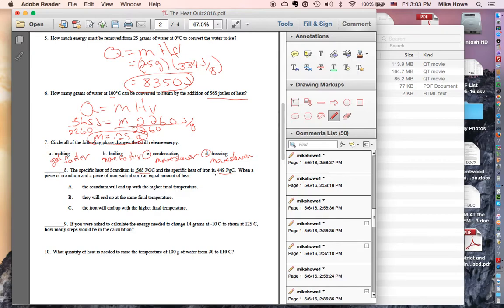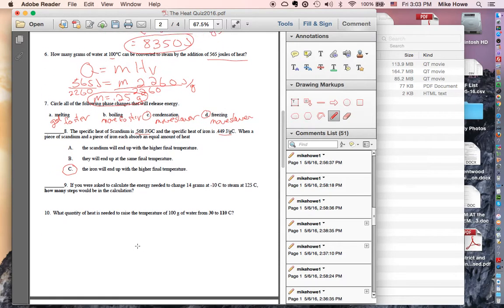So given the same amount of heat, the piece of iron will have a higher temperature because it doesn't take as much heat to make it get hot. If you had the other test, the answer was gold, because gold doesn't require as much heat to make the temperature rise.